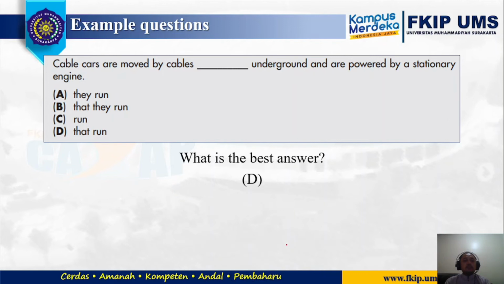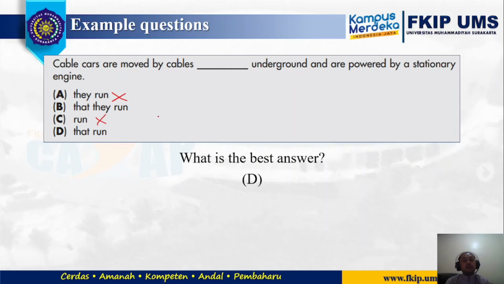That's right, it should be D. Why? Of course, like this one, cables are moved by cable. This is blah blah blah, and then until engine here it's an adjective clause, so that's why we need the marker, and that's why we need between that and that here. And A and C, of course, are incorrect.